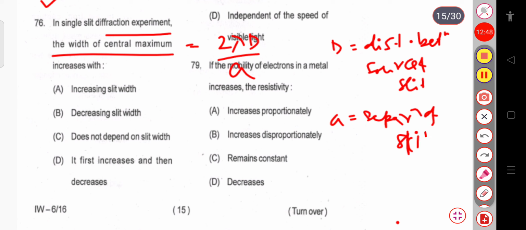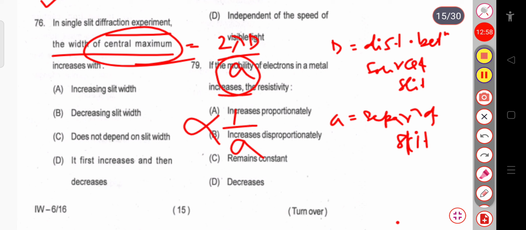Okay. So here you can see when the central maximum increases, then this a will decrease, because this is inversely proportional to a. So when the central maximum increases, we can say the slit width decreases, or simply by decreasing the slit width, the width of the central maximum increases. Now let us see the next question.